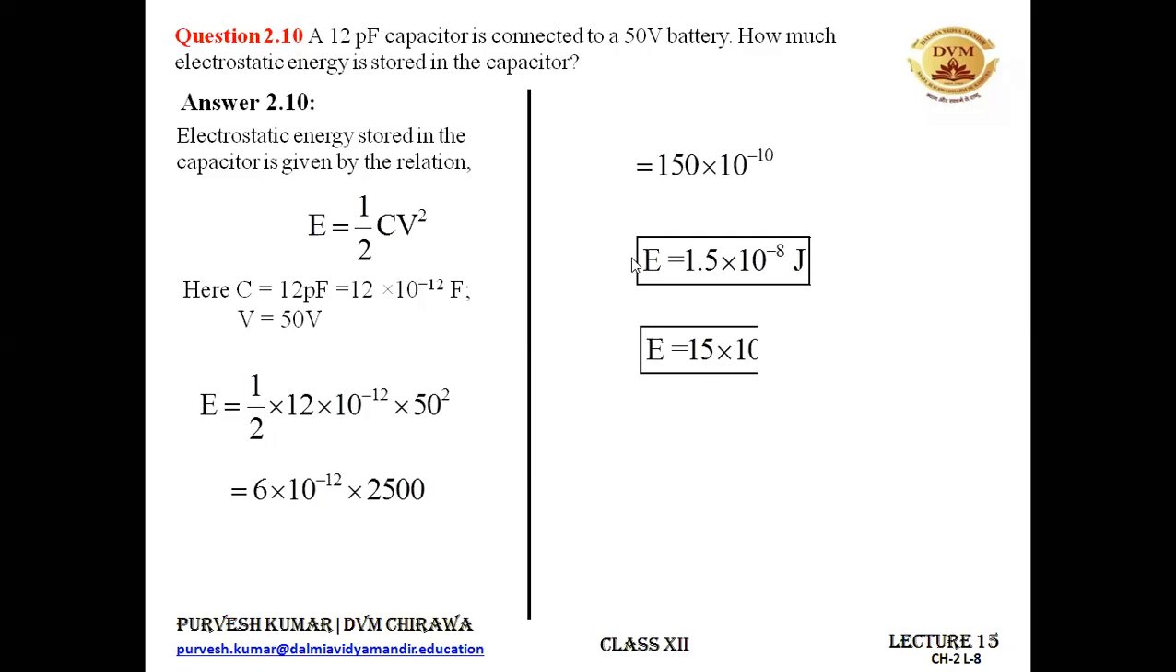When you solve it out, you will be having 1.5 into 10 to the power minus 8 joule, or you can write 15 into 10 to the power minus 9 joule. That is 15 nanojoule. All right. Very simple question. You just have to put the values that are given in the question in the formula E is equal to half CV square.